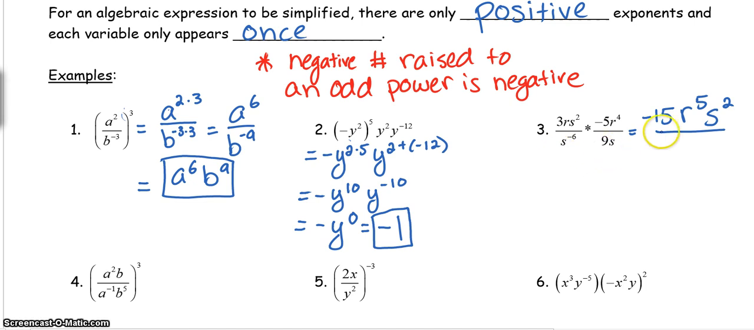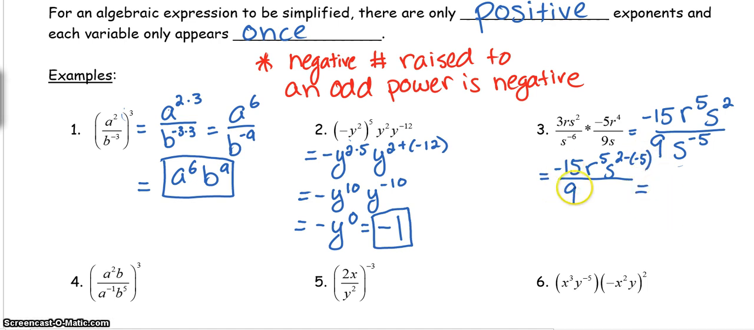Then I'm going to put my 9 out in front, just because I like to keep numbers in front. Then I've got s to the negative 6 times s, so if we add negative 6 plus 1, that's going to be negative 5. Now I've got an s up here and an s down here. One of our properties told us that if we've got two terms with the same base that are being divided, we subtract their exponents. So I've got negative 15 over 9. I've got my r to the 5th. Then I've got s to the 2 minus negative 5.